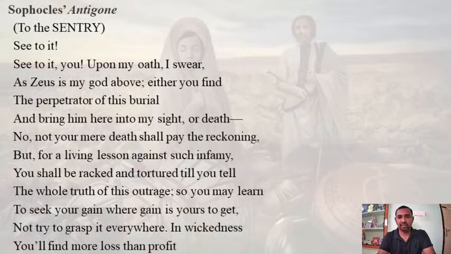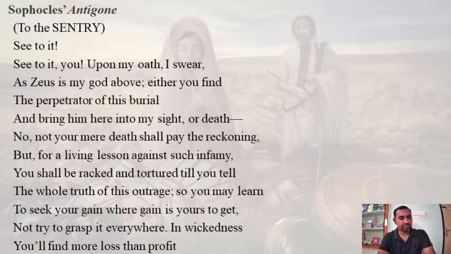And he says to the sentry, see to it, you, upon my oath I swear, as Zeus is my God above, either you find the perpetrator of this burial and bring him here into my sight, or death. So this is what Creon tells the sentry, the watchman. Bring the perpetrator, the one who has committed this act here, or you shall pay for it.